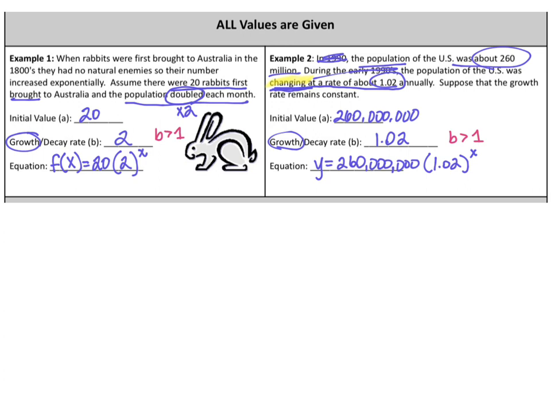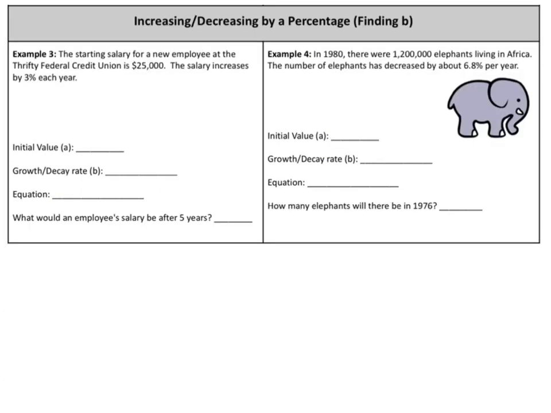And we can use these equations that we've come up with to find out the population after a given number of months or years, depending on the time frame we are looking in. Now let's look at what happens when we're increasing or decreasing by a percentage. So it's not going to give us the actual growth or decay rate. It's just going to say it's increasing by this percentage per year, or by this percent per year it's decreasing.